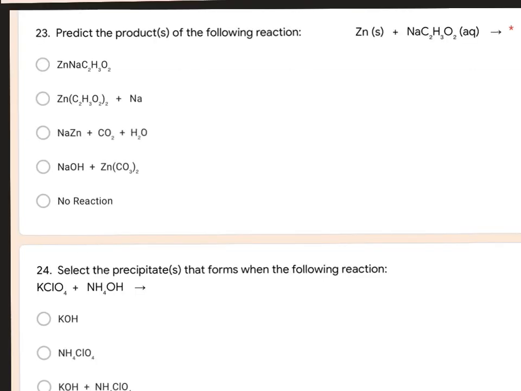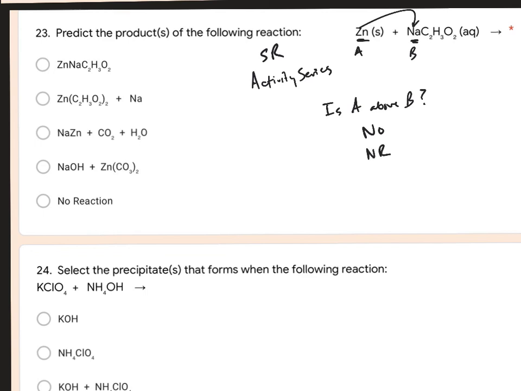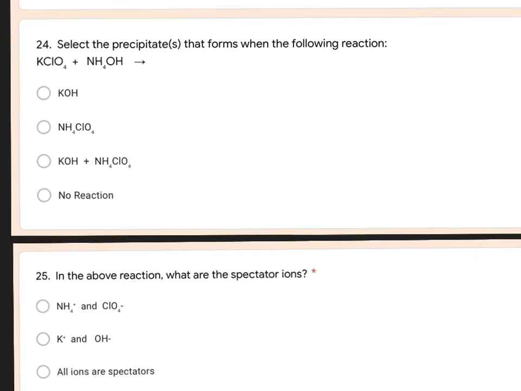Okay, question 23. This is asking about a single replacement reaction, which means you need to look at the activity series. That purple sheet with the list of metals from top to bottom. Not the solubility rules, not the ion sheet, the activity series. And so what we're going to look at here is, does zinc replace sodium? Remember, if this is element A and this is element B, we look to see, is A above B? The answer here is no, it's not, so this means that nothing is going to happen. So this one is no reaction, based off of the activity series.